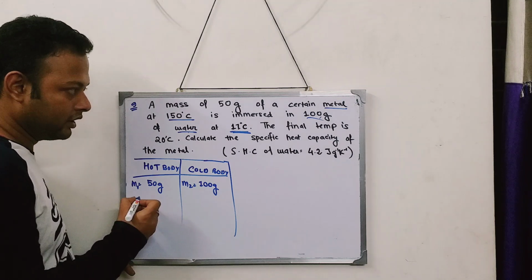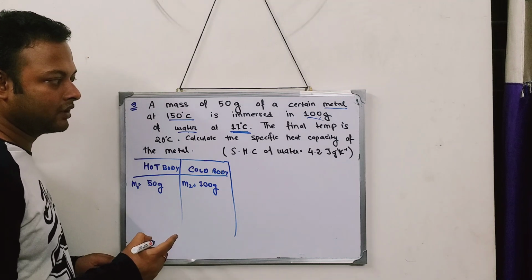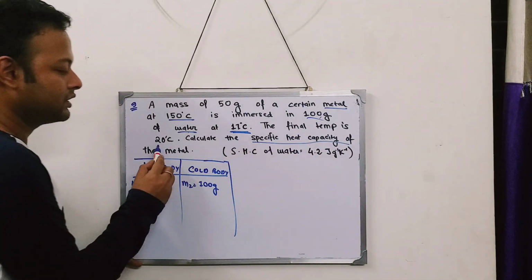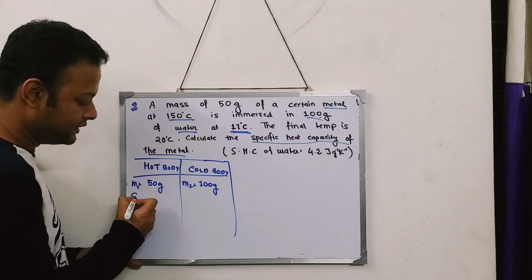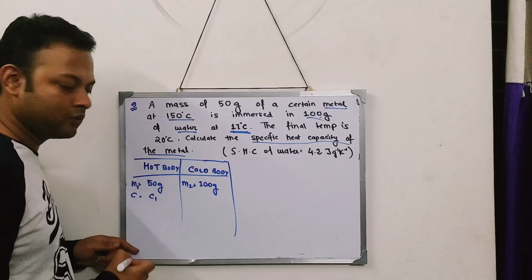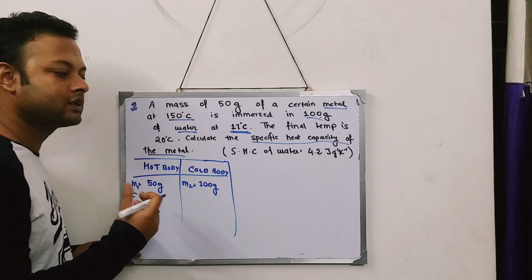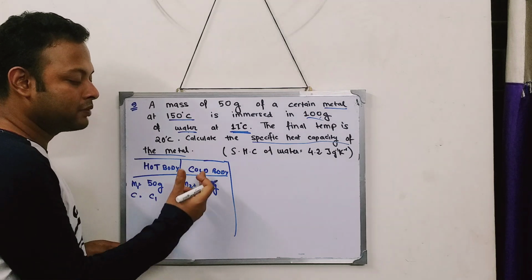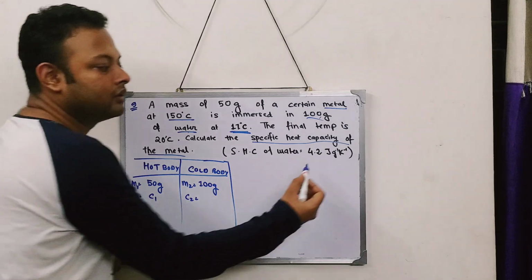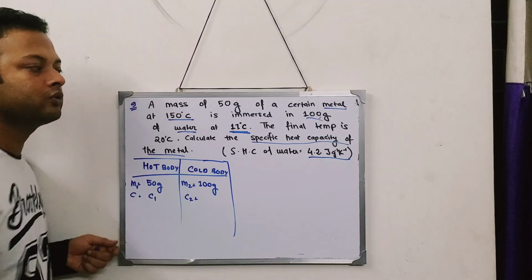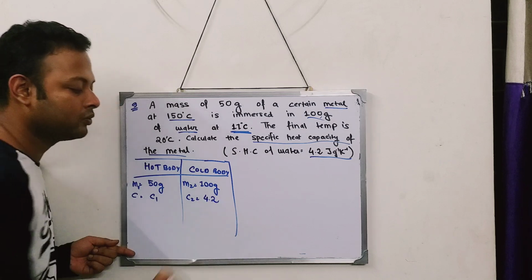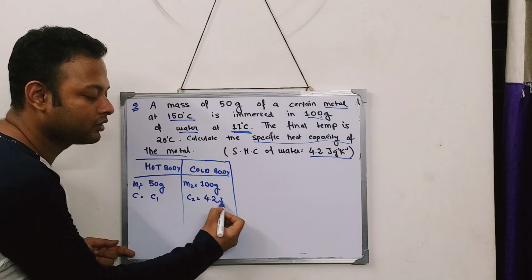Now the specific heat capacity of the metal is not given. That part you have to find. Calculate the specific heat capacity of the metal. So consider this as C1. I don't know this value, so let's call it C1. The specific heat capacity of the cold body, C2, I'll consider. Is it given? Yes, it is given: 4.2 joule per gram per Kelvin. So I'll write this as 4.2 joule per gram per Kelvin.